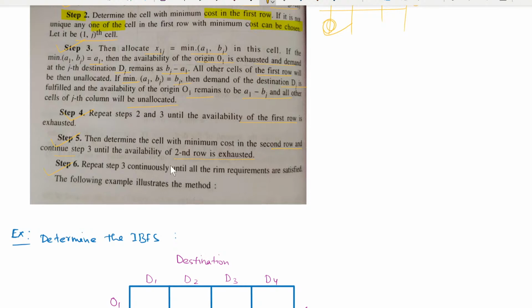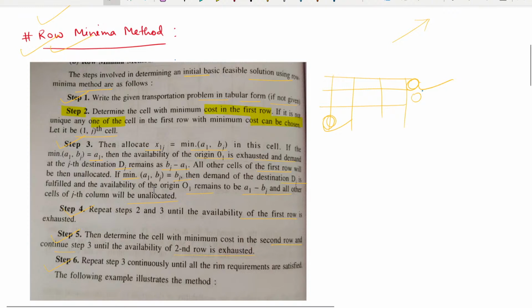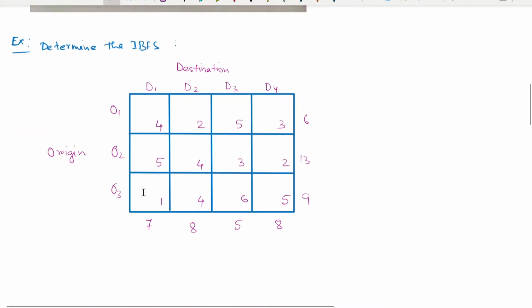So these are the steps of the method. If you understand the method completely, then it is fine, and if you do not understand the method, then for that we give an example here. I think the example is much more important than the theorem. See, this is a transportation problem. First you have to check whether the transportation problem is balanced or not.